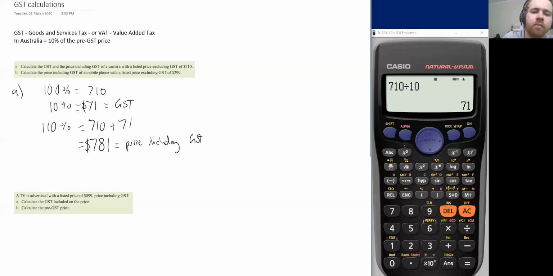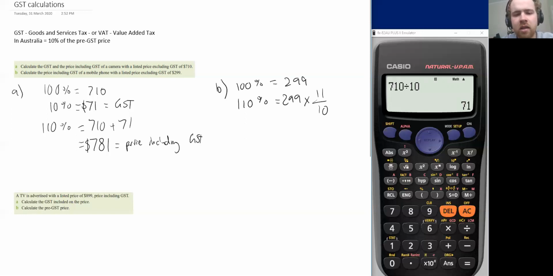Let's look at part B. Calculate the price including GST of a mobile phone with a listed price excluding GST of $299. So 100% equals 299. Now we can, in one step, find out what 110% is by multiplying this number by 11 over 10.